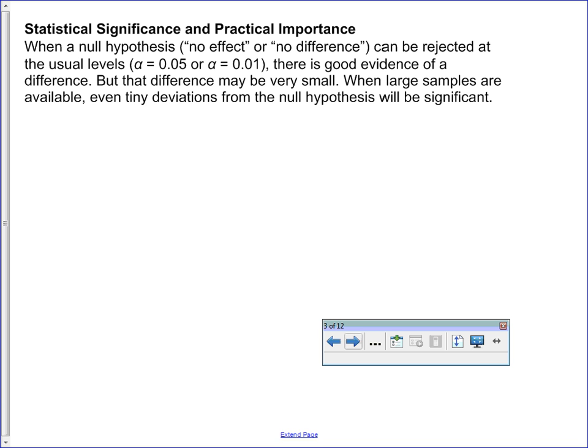But if we have a large enough sample size, we can prove very, very small differences. But very small differences don't necessarily have any meaning. Let me talk to you about what I mean.